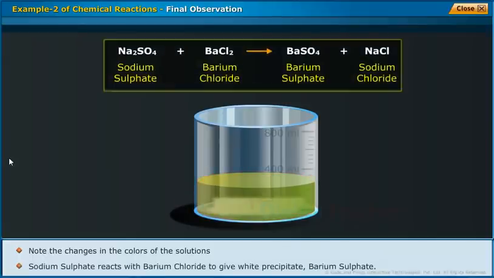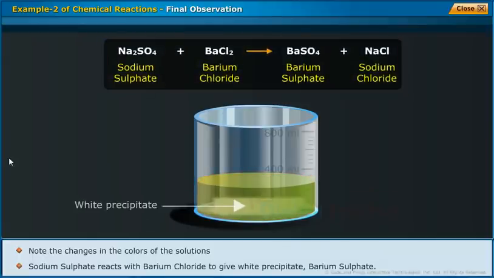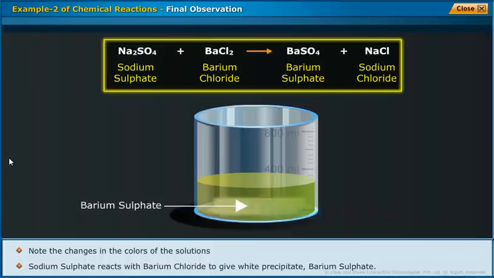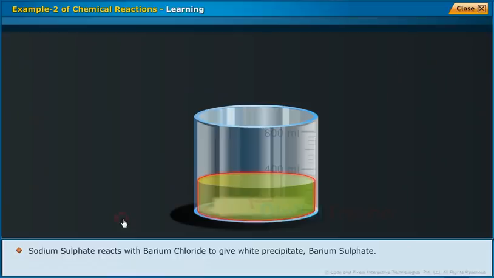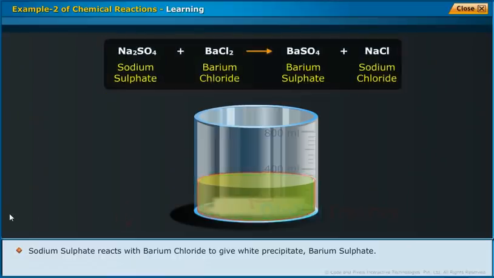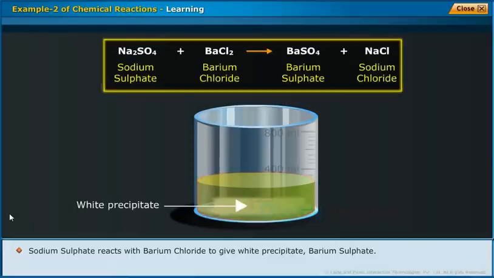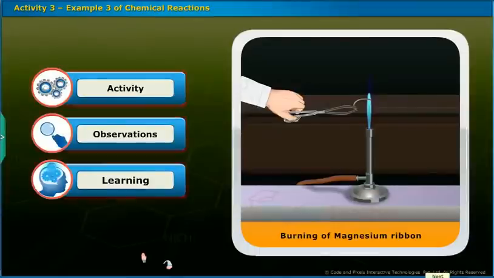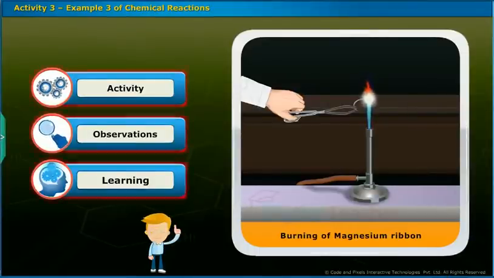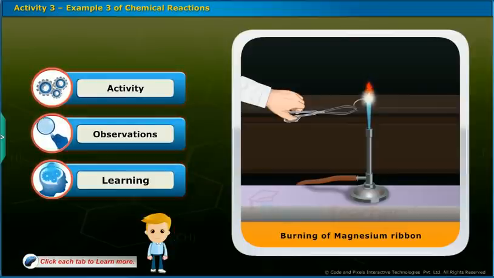Sodium sulfate reacts with barium chloride to give white precipitate barium sulfate. Now, let us do another activity to learn about chemical reactions. Click each tab to learn more.